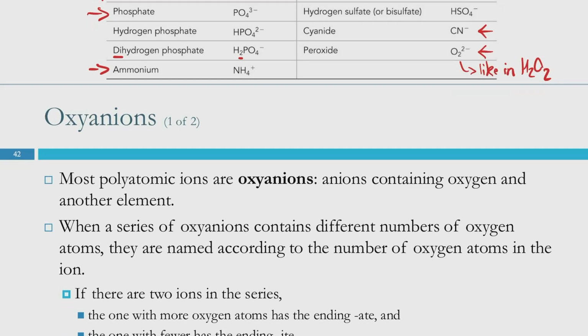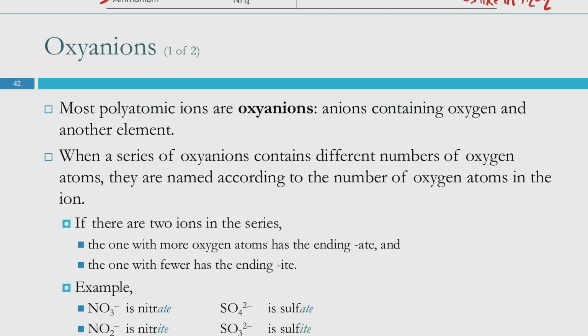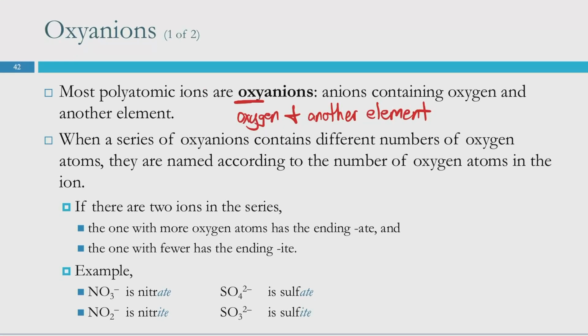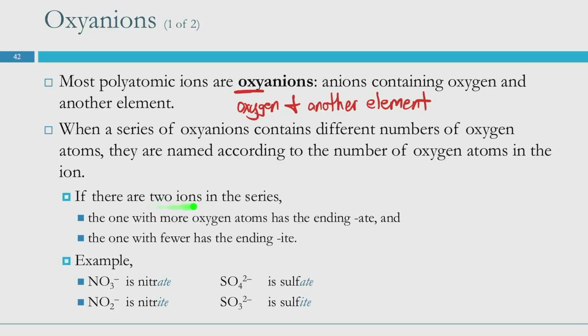Most of our polyatomic ions are going to be oxyanions. So these have oxygen and another element. It'll always be the other element first. And we've got series of oxyanions. This is why I didn't put arrows in front of everything. If there's two or more ions in a series, the one with more oxygen atoms has the ending ATE. The ATE ending is the one that I recommend memorizing.